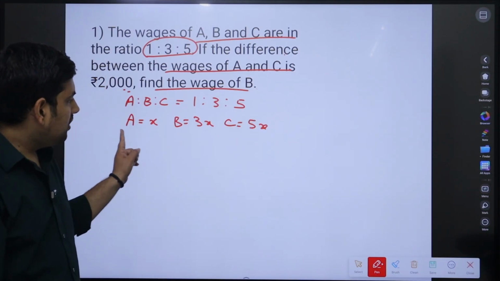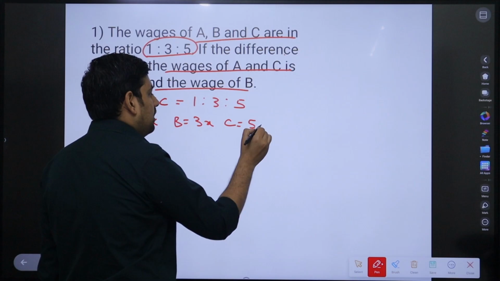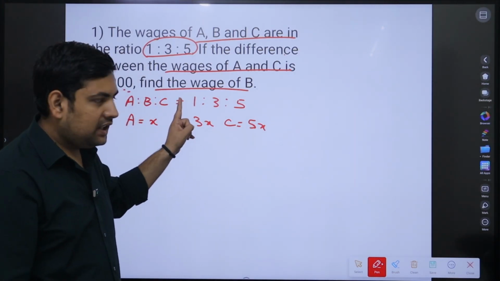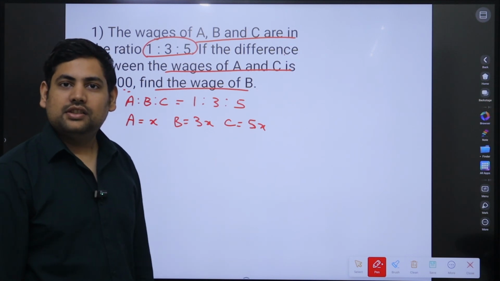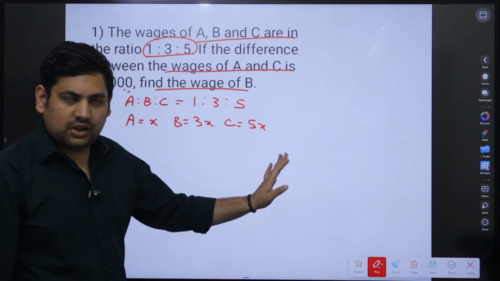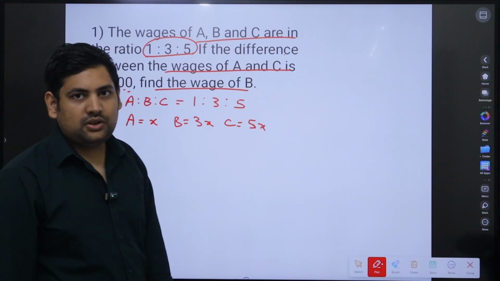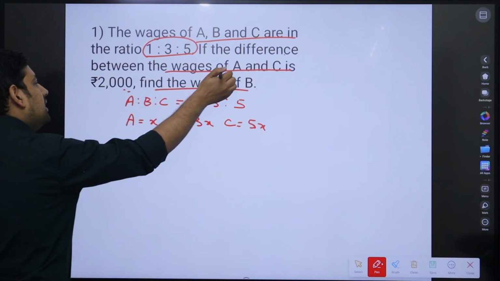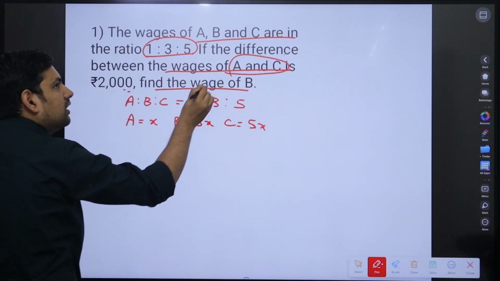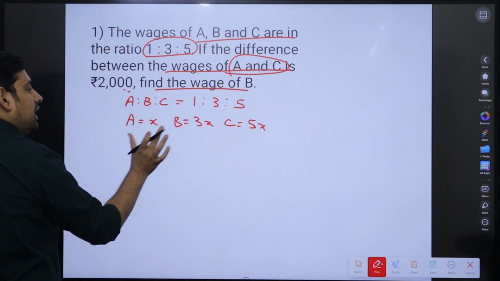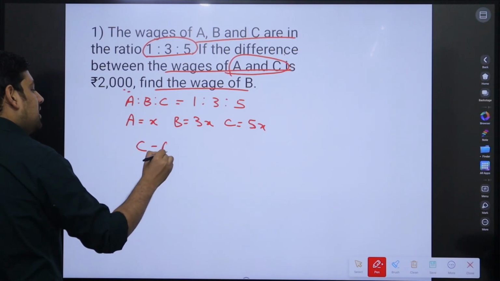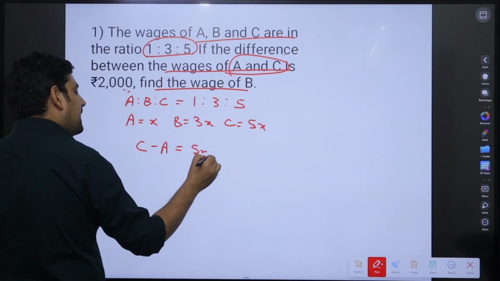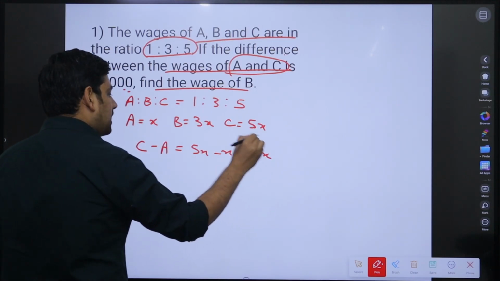If you take the ratio, then again what you will get? x, 3x, 5x. So again you will get 1:3:5. Correct? So this works out. Now you take these three values as A, B, C. Now what is given in the question? The difference between the wages of A and C. So C minus A, because C is bigger, is 5x minus x, which is 4x.